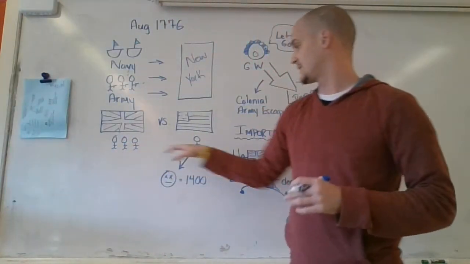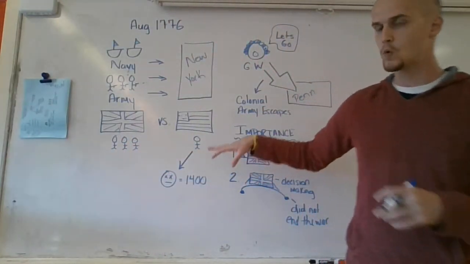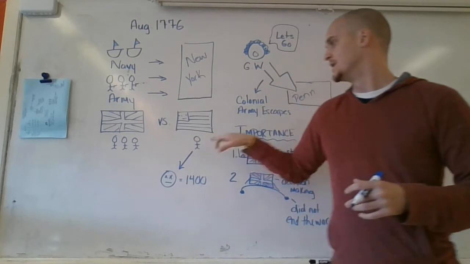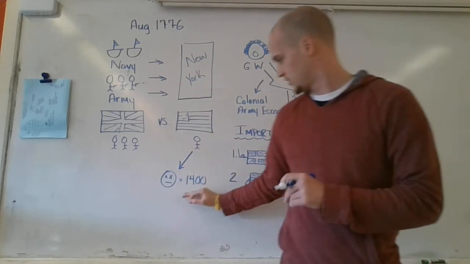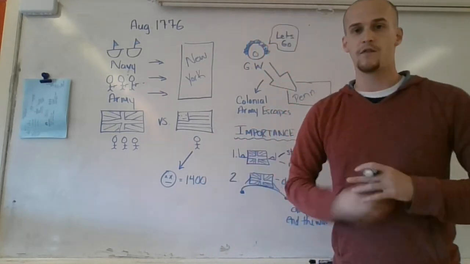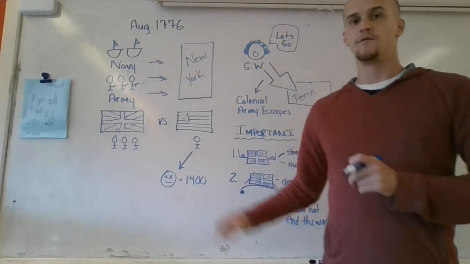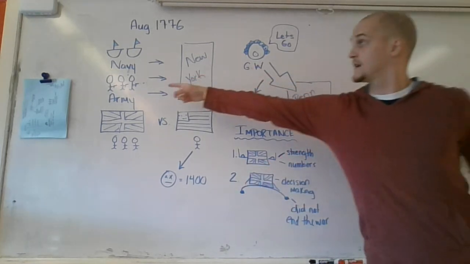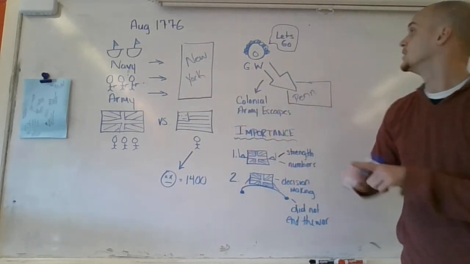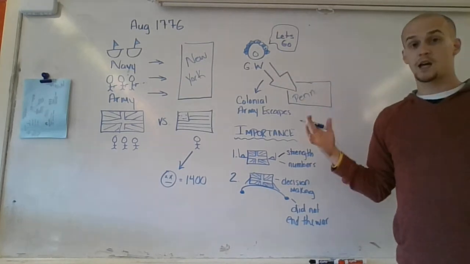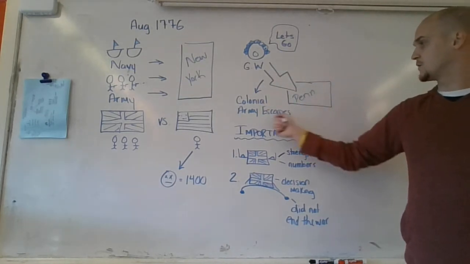Because again, it's about 3-1 once you combine their army and navy versus the Continental Army. And that results in, right there off the bat, 1,400 deaths for the colonial army. And that's because they're able to just travel straight into New York. Washington realizes we got to go, travels to Pennsylvania where they're able to escape.